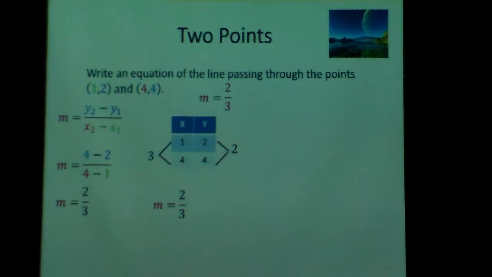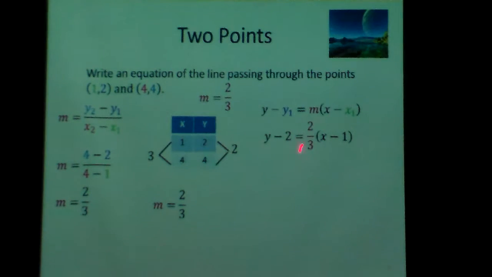And now I'm going to plug it into my point slope formula, because to write an equation, you have to have a point and a slope. So I'm going to put the 2/3 for m. I'm going to use the 1 for the x and the 2 for the y. I almost got that wrong. So it's real important to write this down, so you make sure you put the right letters in the right spot. So I have y minus 2 equals 2/3 times x minus 1.